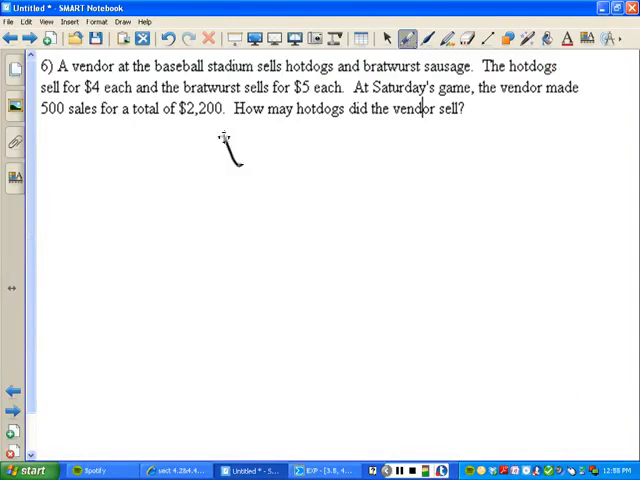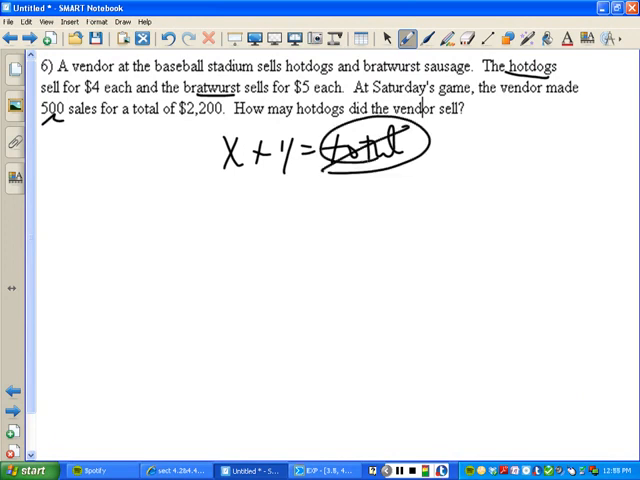You always start off with x plus y equals some total amount of something. So in this case, what are we talking about? We got hot dogs and we got sausages. Now, I know that collectively we sell how many of them? 500. So that then acts as my total. We're selling 500 of them.